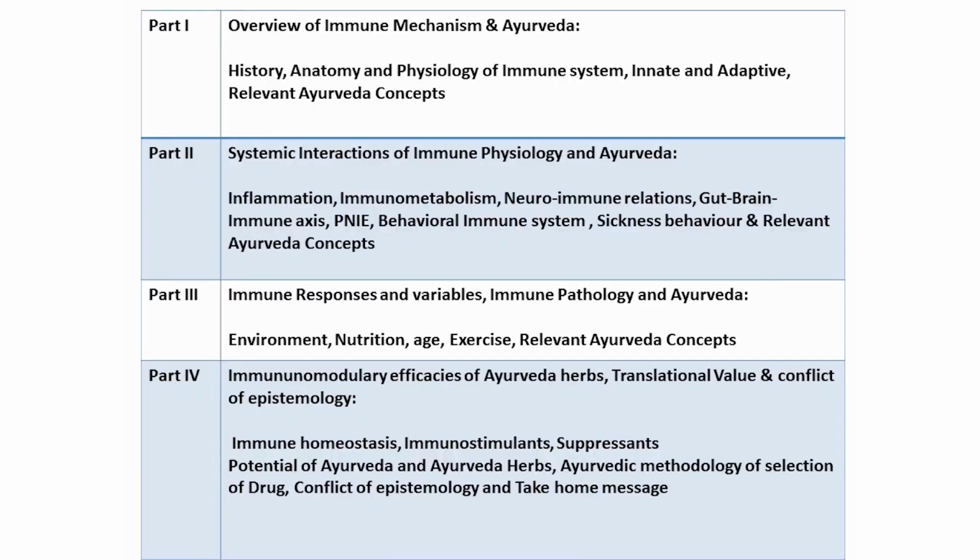So is this the Ayurvedic translation of immunity, and is this all there is? That is not the case. Immunity is a huge complex. This was the first presentation, where we understood the overview of the immune mechanism. We went through the history, anatomy and physiology of the immune system. We understood the innate and adaptive immune responses, and we tried to understand the Ayurvedic perspective of these.